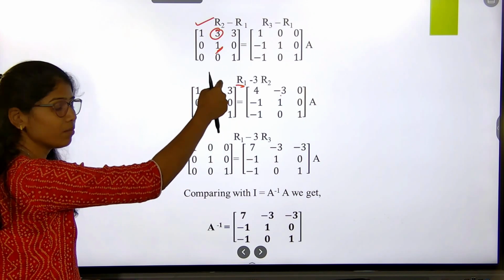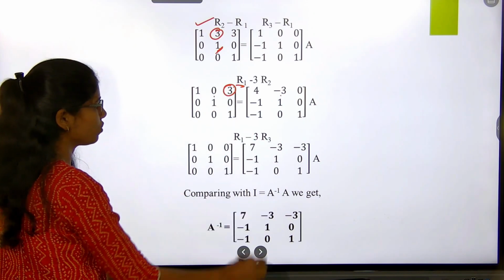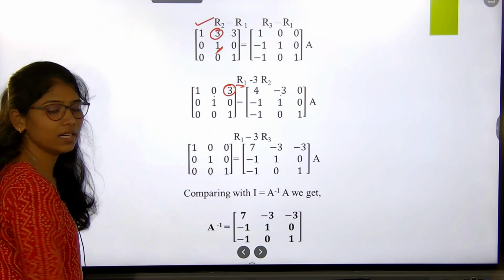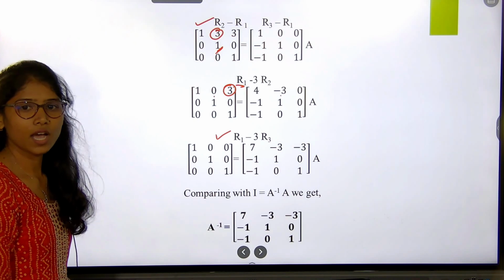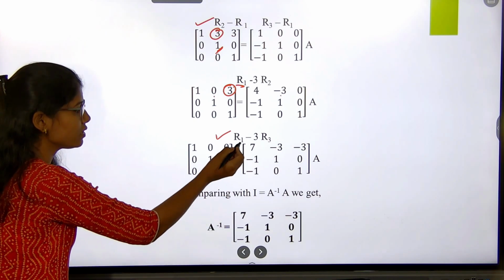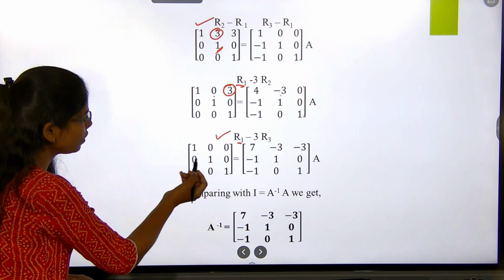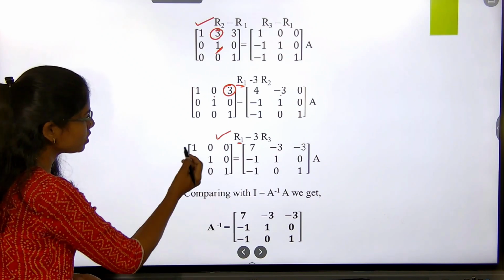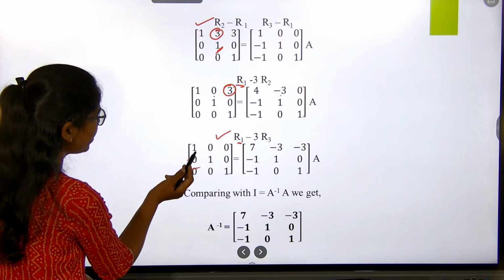Other elements from the 3rd column should be 0. So make 3 as 0. For making 3 as 0, we use the row operation R1 minus 3 R3. So we are doing changes in R1. Write down R2 and R3 as it is, and just change R1. So R1 minus 3 R3, 1 minus 0 is 1.